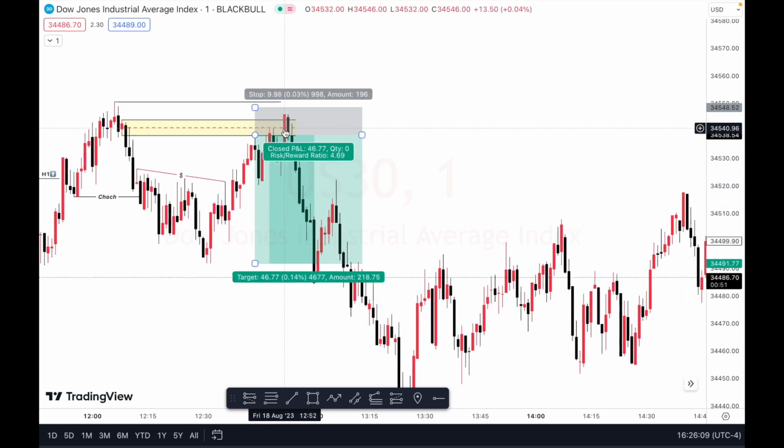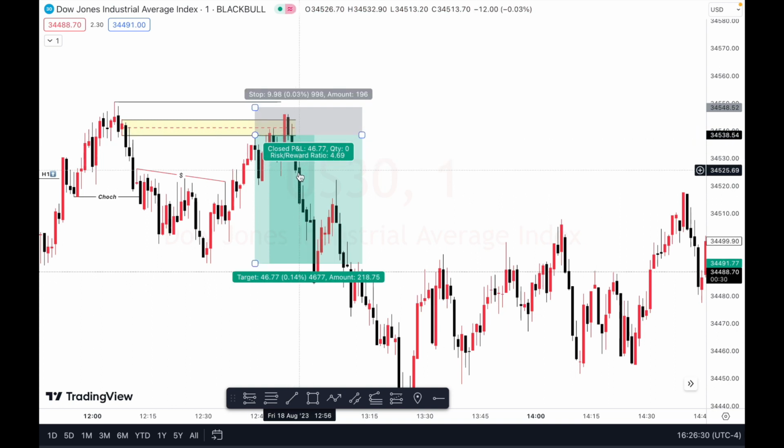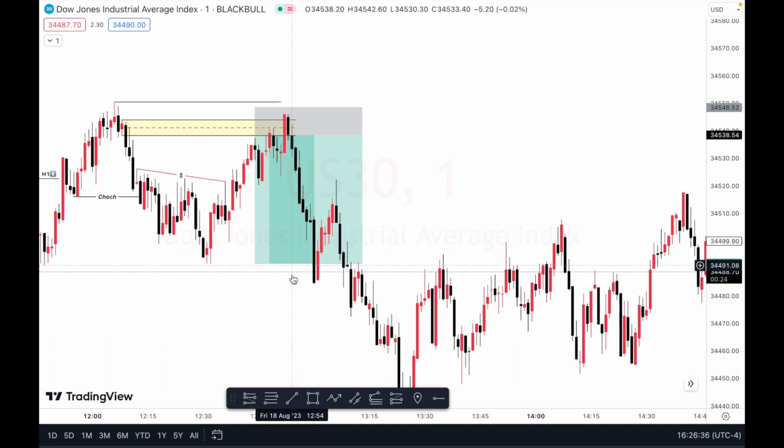So now I entered in the middle, either while this candle was forming, or I entered at the close of this candle. So now this is 1, 2, 3. 1 candle, 2, 3, 4, 5, 6, 7, 8, and the 9th candle is where my TP was.